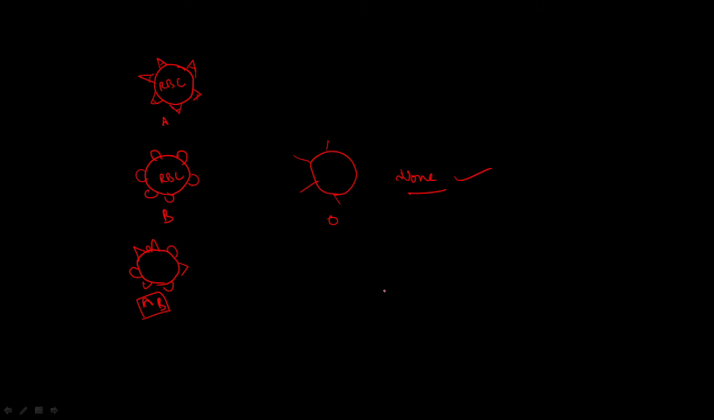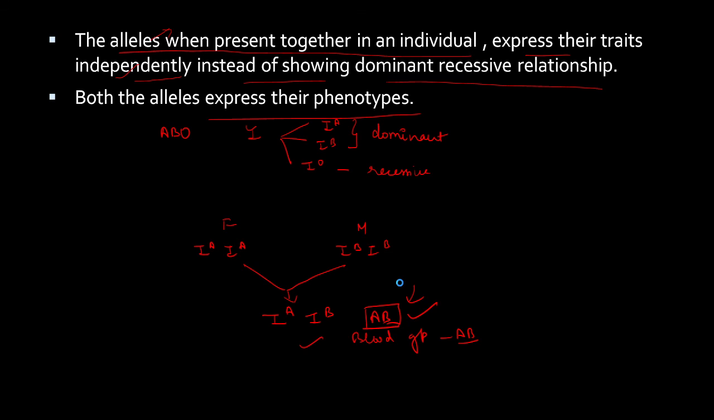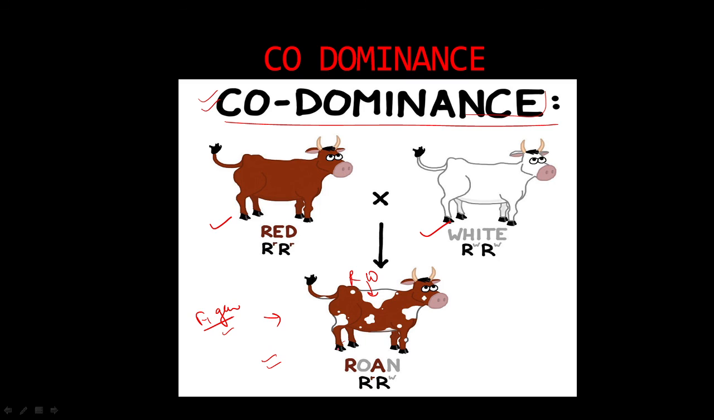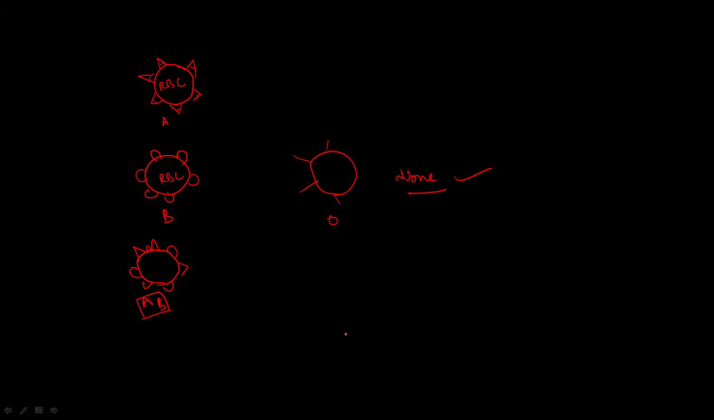So here we just talked about codominance. तो codominance में आपने क्या देखा कि F1 generation में both the alleles are expressing their traits, means both the alleles are dominant. Hope it is clear to you.